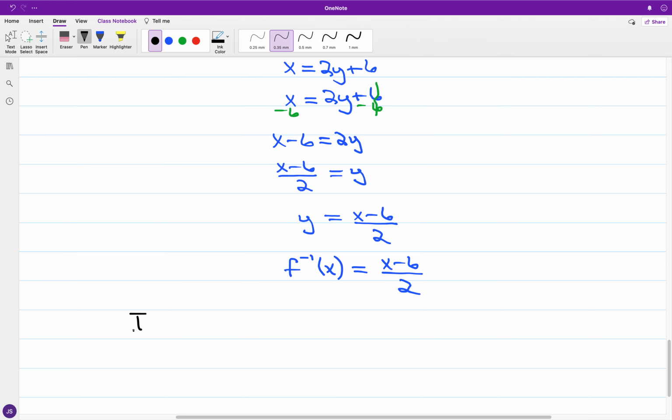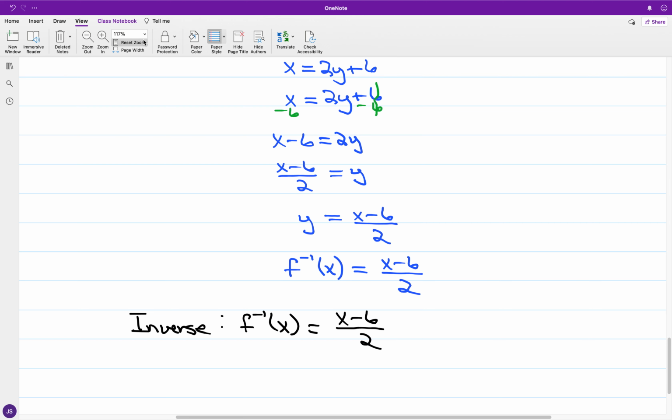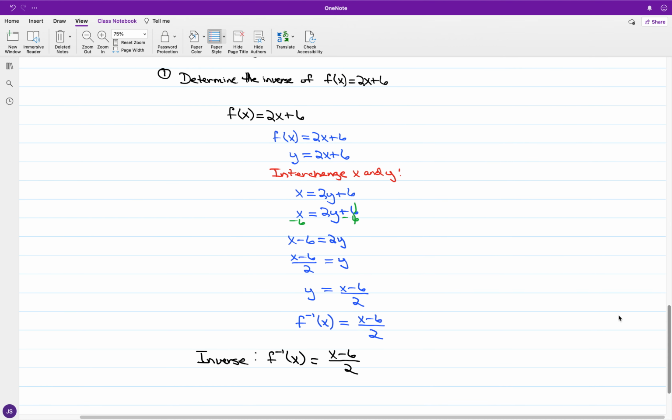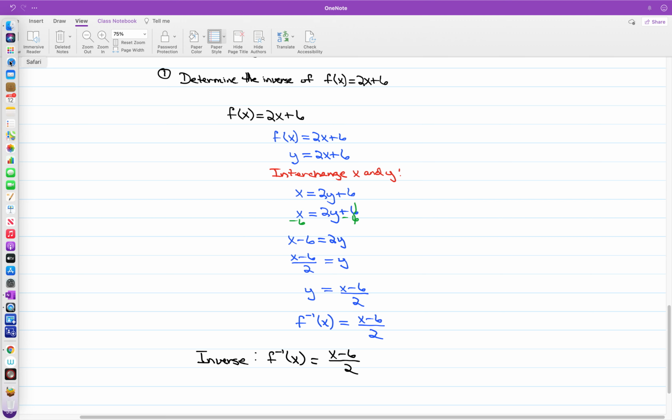And just finally declaring, in this case, we're going to have the inverse to be x minus 6 all over 2. And again, these functions will have interchanging x and y values. And just see if I can squeeze in a visual on this one.